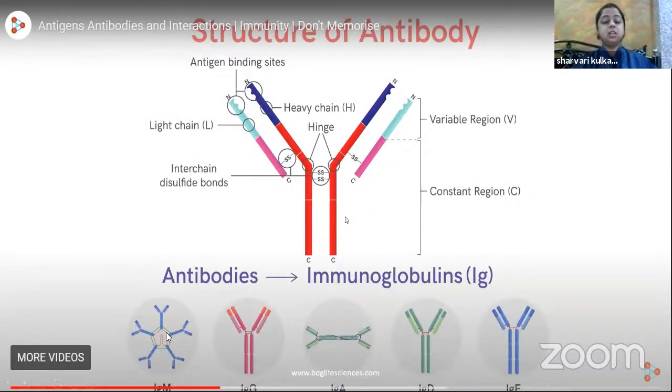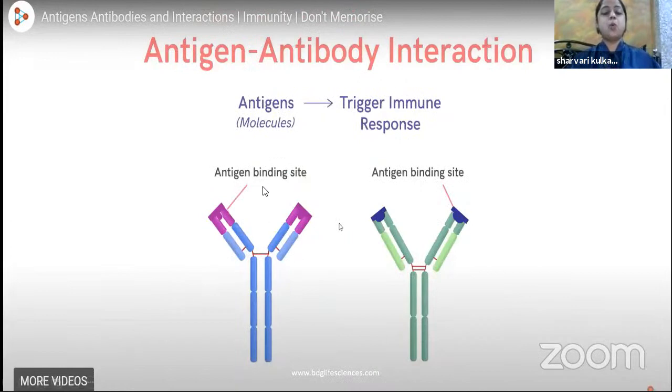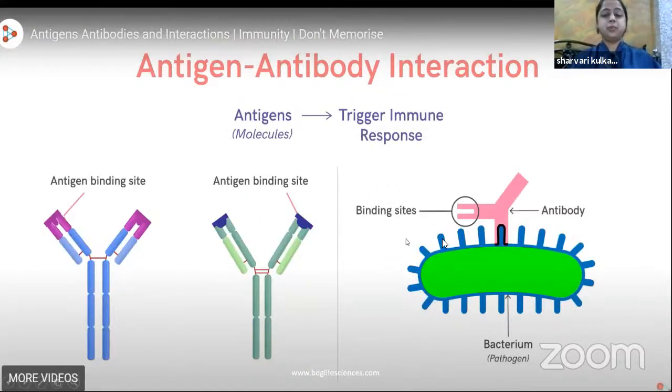We know there are 5 types of antibody, right? IgM, IgG, IgA, IgD, and IgE. Depending upon specificity in structure and function also, there are 5 types of antibodies. Now what happens? These antigens, on binding to antibody, trigger an immune response. This is your pathogen, this is your antigen binding site, and this is the antibody. So this is where antigen-antibody interaction happens.